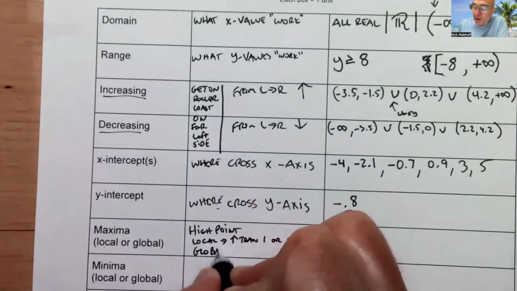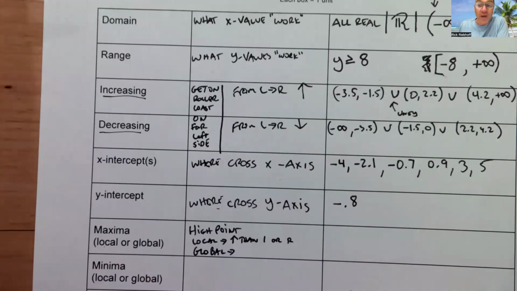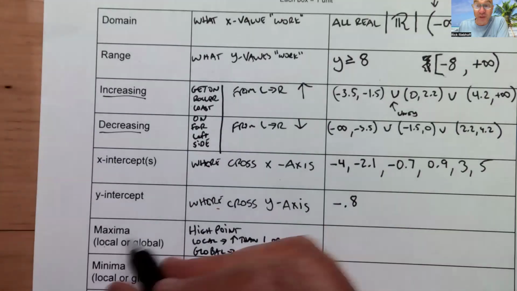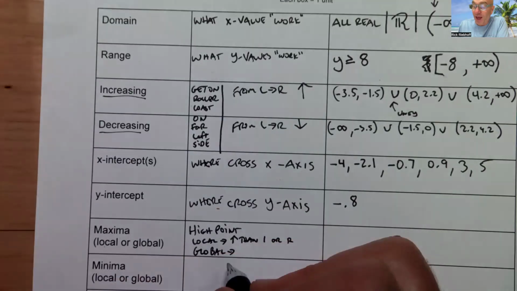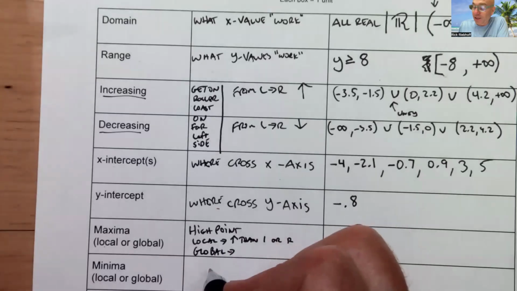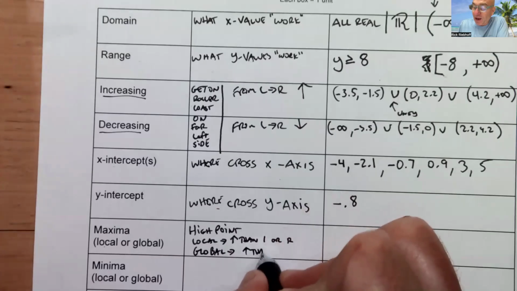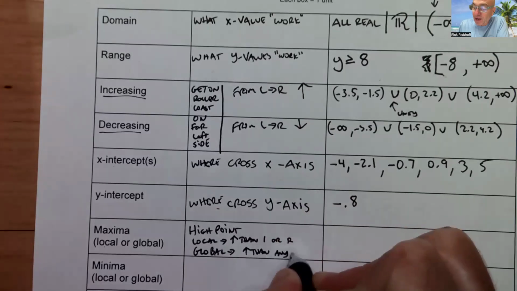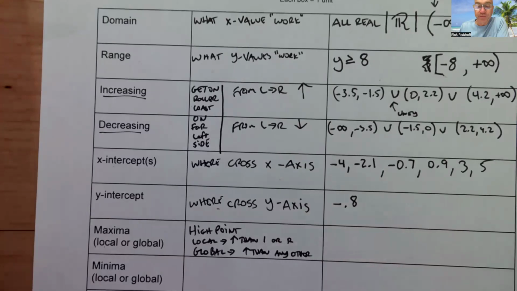Global, and we're going to talk more about this later once we get to more calculusy stuff. This is a really important concept in calculus, finding that high point or the low point. Global means it's higher than any other point in the function. Okay, it's the highest. So for instance, Windy Hill is a local high point, right? It's not the highest point on Earth. It's not even the highest point in California, but Windy Hill is a local high point, right? So that would be a local maxima.